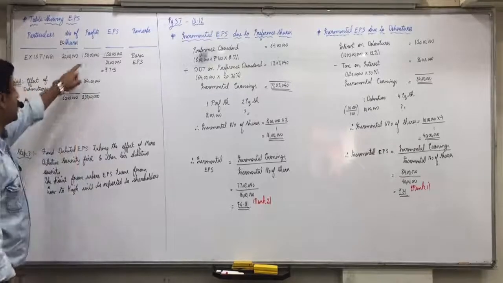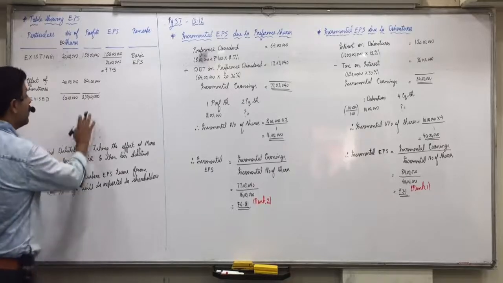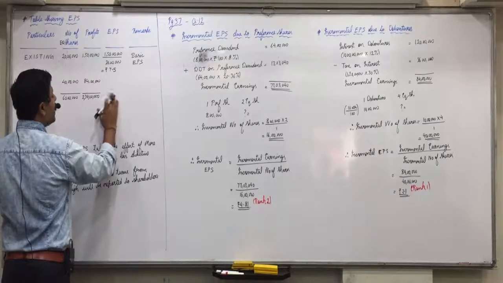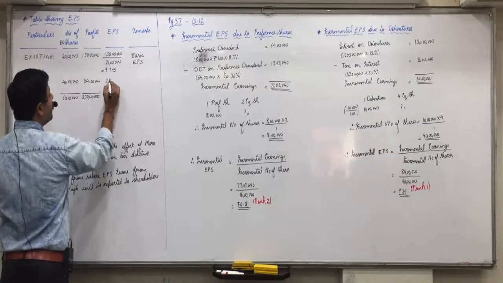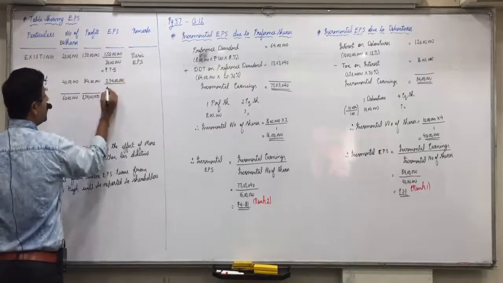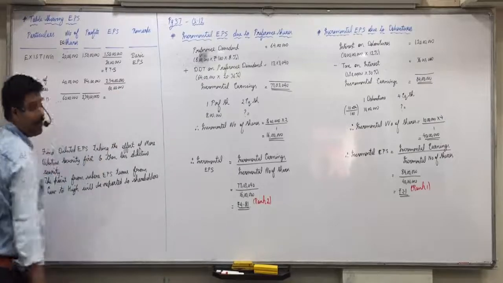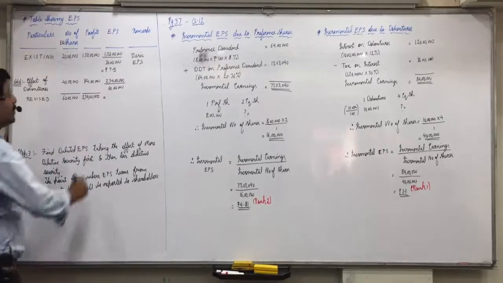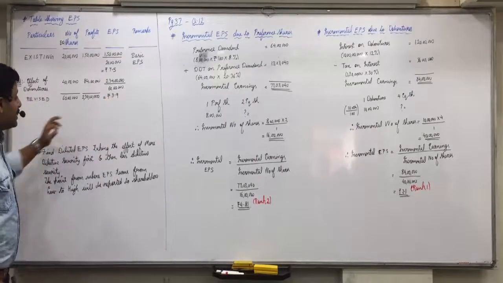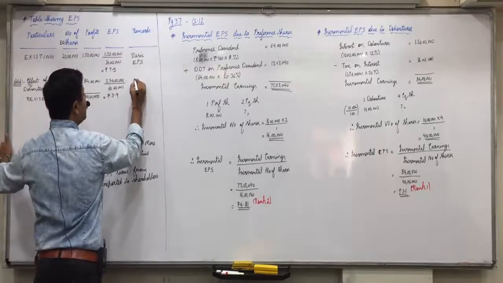Is everyone clear with this? 1 crore 50 lakhs plus 84 lakhs, 2 crore 34 lakhs. Now this revised profits, 2 crore 34 lakhs, divided by revised number of shares, 60 lakhs. What is the EPS? 3.9. Is the EPS going down? Means can I say debentures are dilutive?